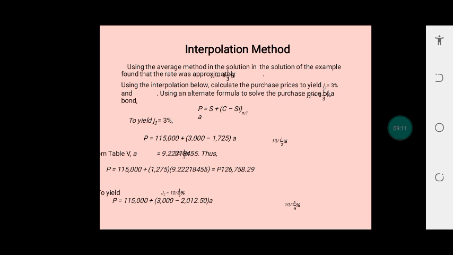From table 5A, a sub 10 over 1 and 1/2% is equal to 9.2218455. Thus P is equal to 115,000 plus the product of 1,275 and 9.2218455, and the product is 126,758.29. Then to yield at 1 and 1/4%, 115,000 plus 3,000 minus 2,012.50, times a sub 10 over 1 and 1/4%.